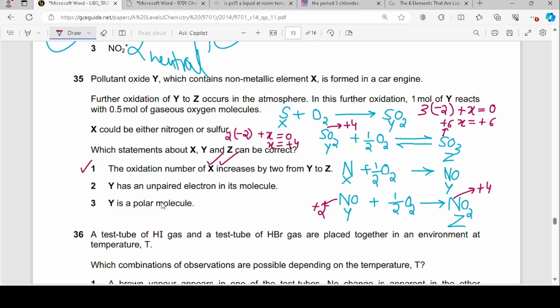As for statement 2, Y has an unpaired electron in its molecule. Y is SO2 firstly, and also NO, right? So if I draw out SO2, you have oxygen and then you have another oxygen, right? And I would assume that there are double bonds here, but that would be the most probable structure in my opinion. And then you have 1, 2, 3, 4, 5, 6, 7, 8.